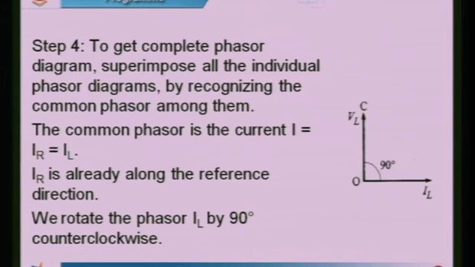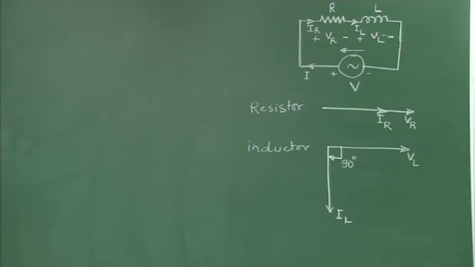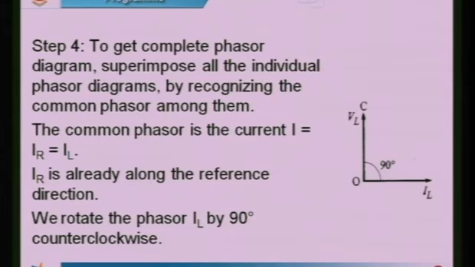So, to complete the phasor diagram I need to superimpose all the individual phasor diagrams for the circuit by recognizing the common reference or the common phasor among them. Now, in the series circuit the common reference or common phasor will be the current flowing through it, because in a series circuit any element will carry the same current. So, for this circuit we have IR is equal to IL.